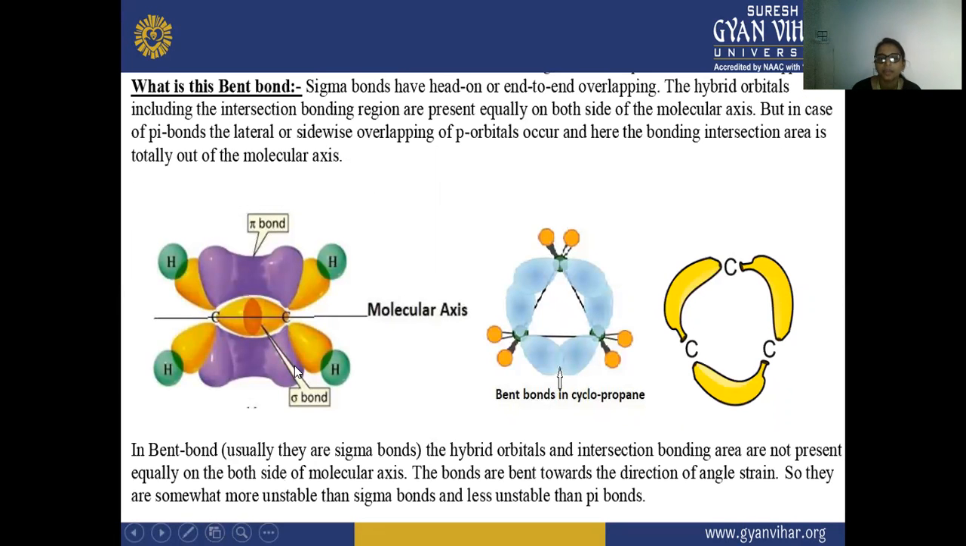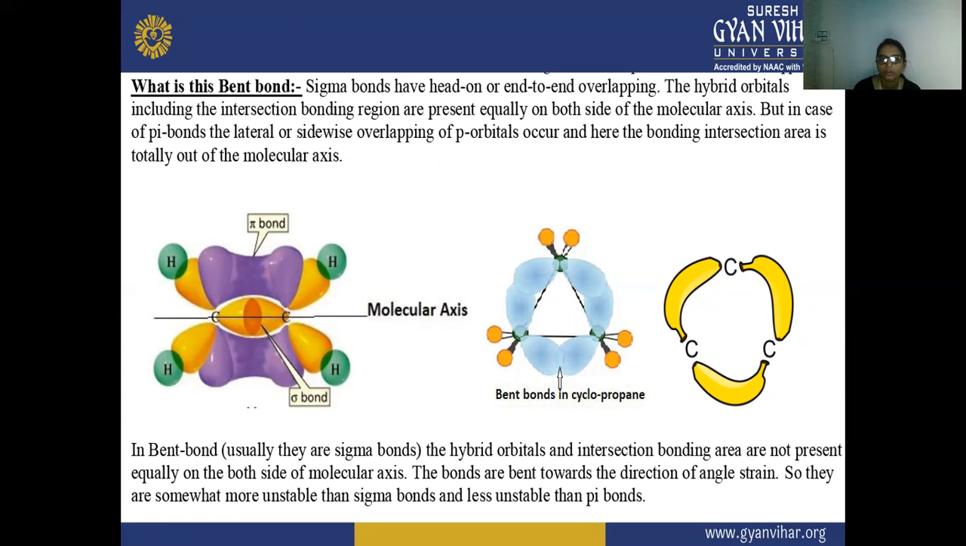So what is this bent bond? A sigma bond has head-on or end-to-end overlapping. The hybrid orbitals, including the intersection bonding region, are present equally on both sides of the molecular axis. But in case of a pi bond, the lateral or sidewise overlapping of p orbitals occurs, and here the bonding intersection area is totally out of the molecular axis. So here, what is the bent bond?